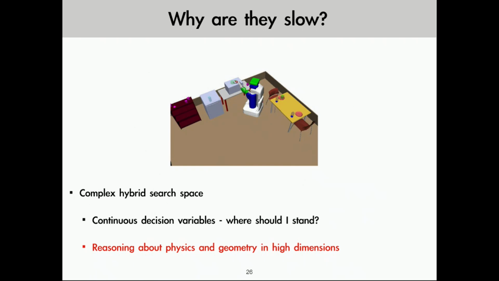We also have to decide on the continuous decision variables, such as where should the robot stand in order to pick a particular object. And this needs to satisfy certain physical and geometric constraints. And these are usually reasoned out by calling an external low-level motion planner, which usually is expensive.